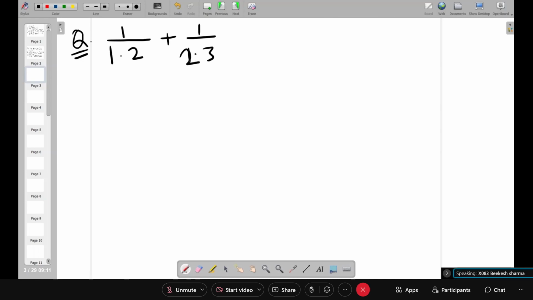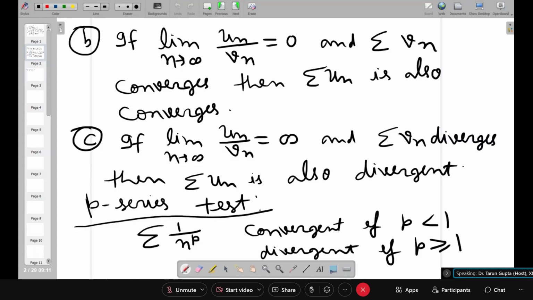Yes? Sir? Yes. The last 1 upon n to the power p, sir. And what is n, the natural number? Here you know the definition of infinite series. It is a summation of sequences and the sequence is a mapping from natural numbers to real numbers. So n is always a natural number. Okay, p is any value.